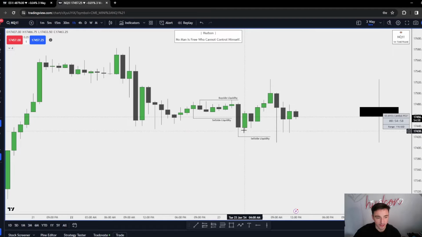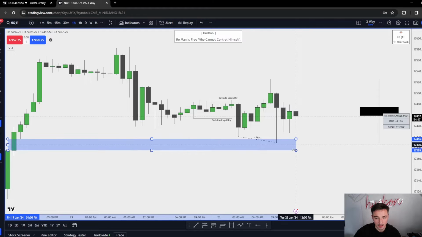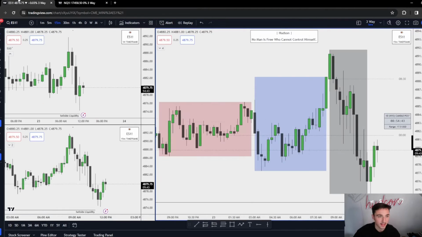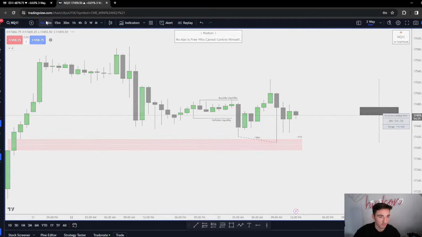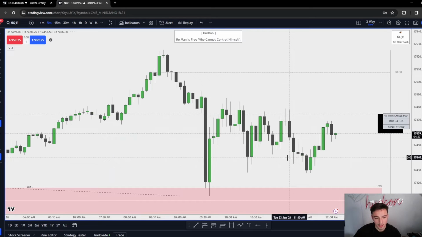And if you're good enough, you can take this turtle soup whenever we form that SMT here. We form an SMT with the ES and we come down into a higher time frame PD array. This could have been a good long. As soon as we tap into that, with ES failing to come down there, we can take that long, but I wasn't even on the charts yet.